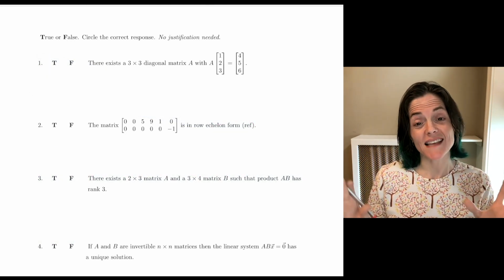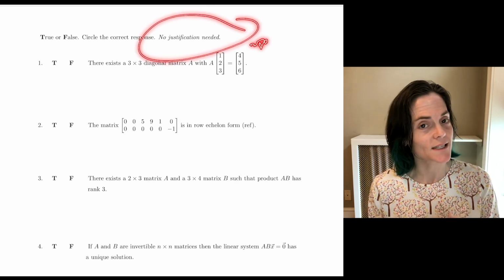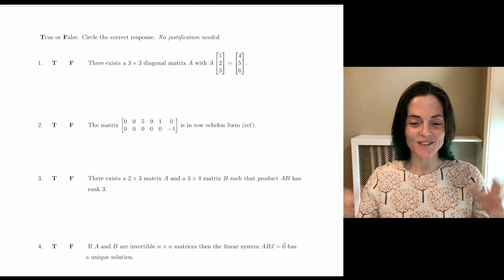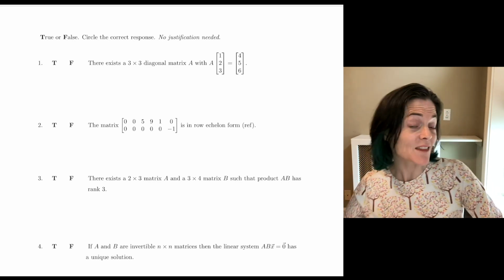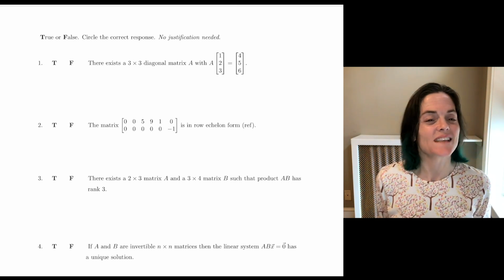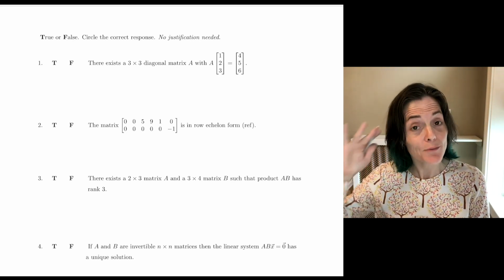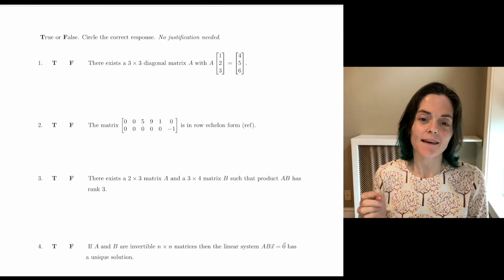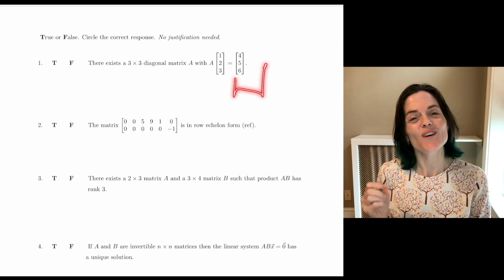The one thing I will say, quite often, no justification is needed for students. However, I'm going to talk about why all of these questions are either true or false. So we get started. Number 1, there exists a 3 by 3 diagonal matrix A with A times (1, 2, 3) equals (4, 5, 6).